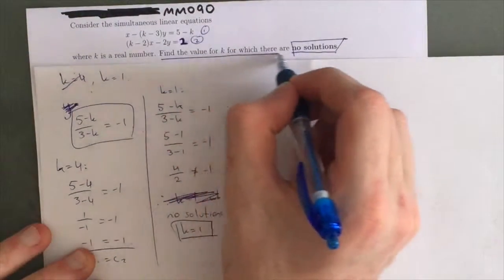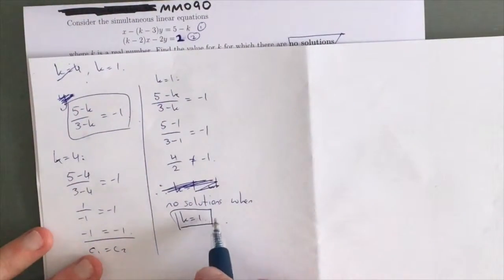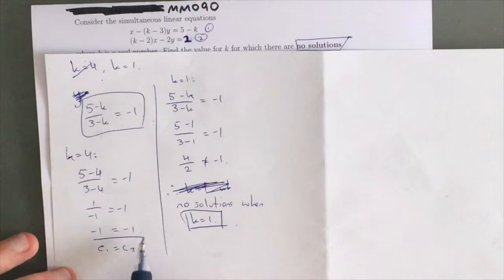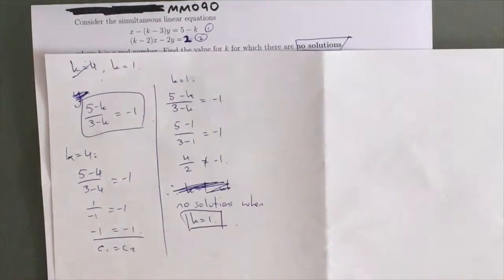Find the value of k for which there are no solutions. We've done exactly that. We've discounted the one that makes it so that there's infinitely many solutions, and we've kept the one that has no solutions, so our answer is k equals 1.